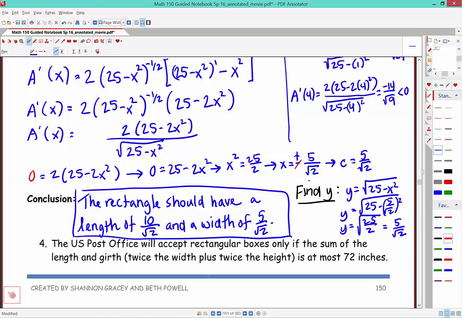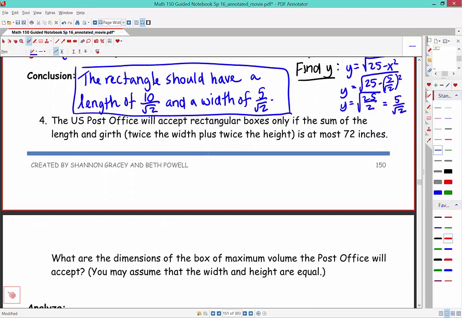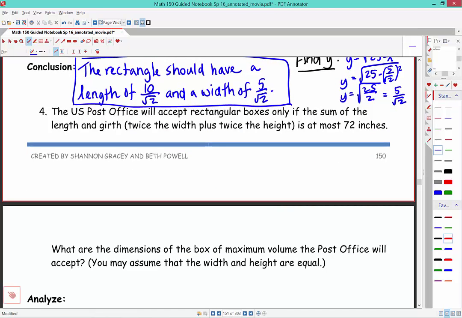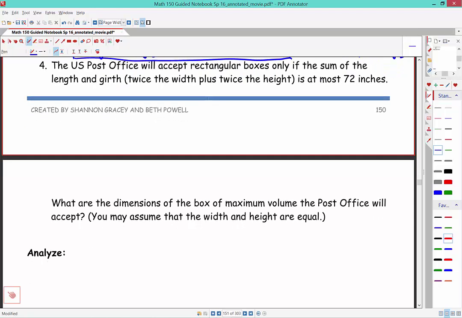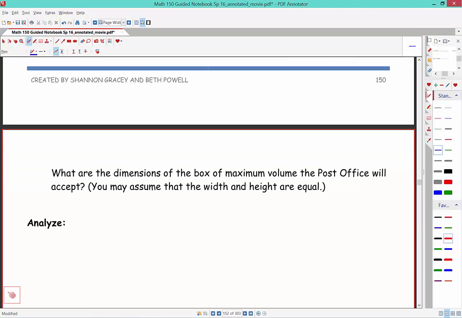Alrighty. So now we've got, I think it's our last problem. The U.S. Post Office will accept rectangular boxes only if the sum of the length and girth, which is twice the width plus twice the height, is at most 72 inches. So, what are the dimensions of the box of maximum volume the post office will accept? And we can assume that the width and the height are equal.